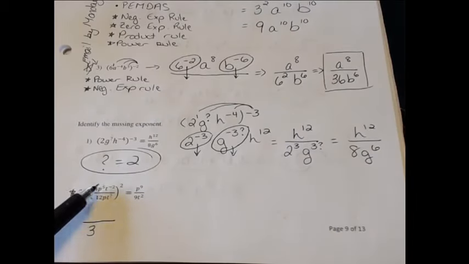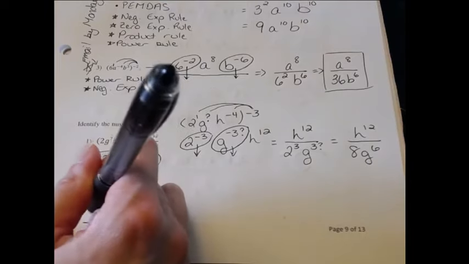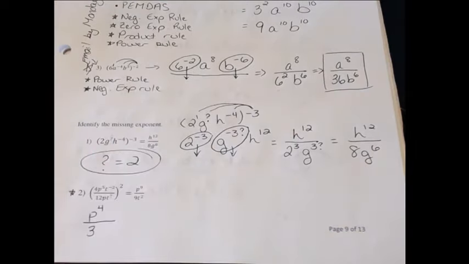Notice we have a p to the 5th in the numerator and a p to the 1st in the denominator, so quotient rule says you keep the base, subtract the powers. So p to the 5th over p to the 1st is p to the 4th in my numerator.